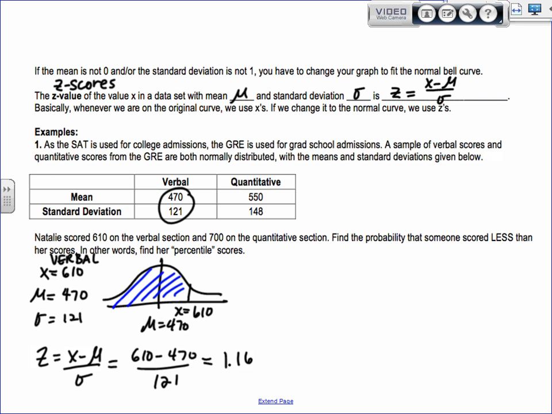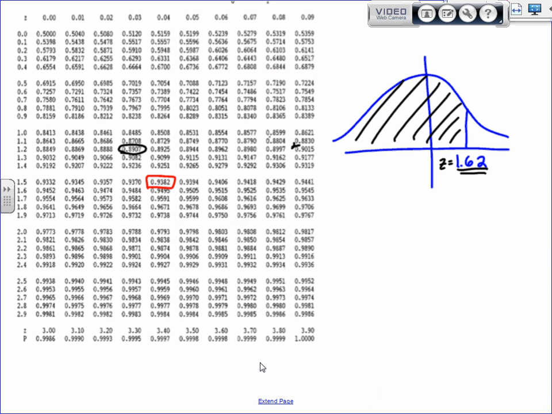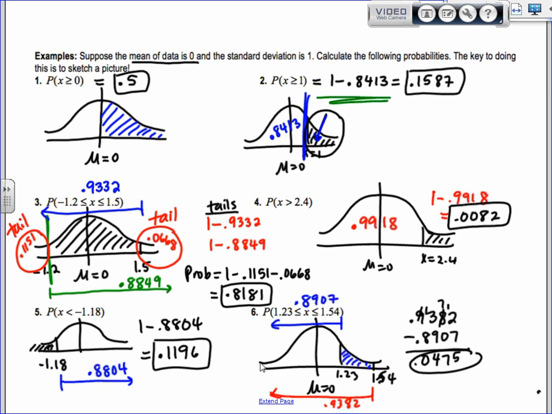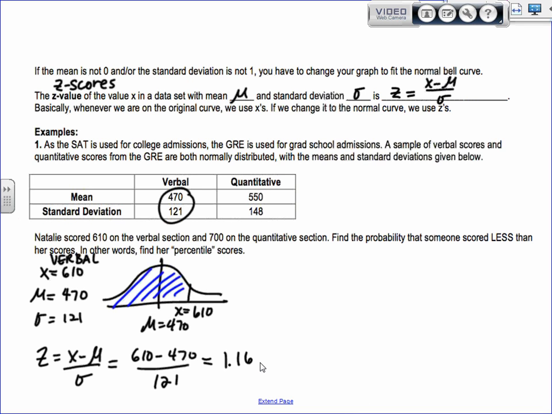So we're going to look up 1.16 on our chart. I get a 1.1, and then I go over to 1.16, so I get 0.8770. That is the blue shaded region. So she scored better than 87.7% of people. Her percentile score, we say it's the 87th percentile. We don't round up, isn't that sad? You kind of want to say it's the 88th percentile because it looks like it rounds up, but she's in the 87, between 87.0 and 87.99.